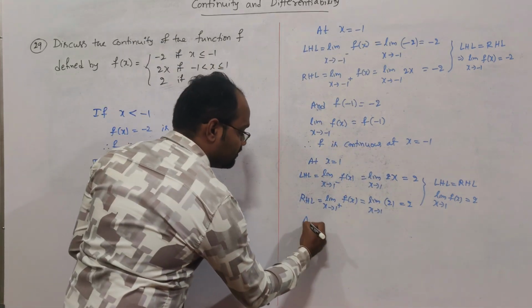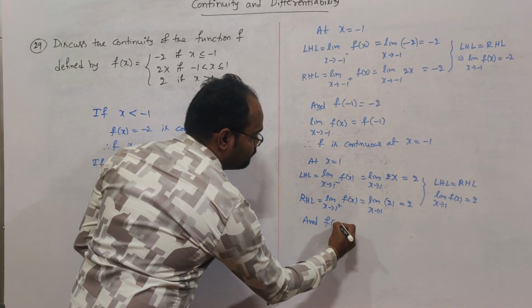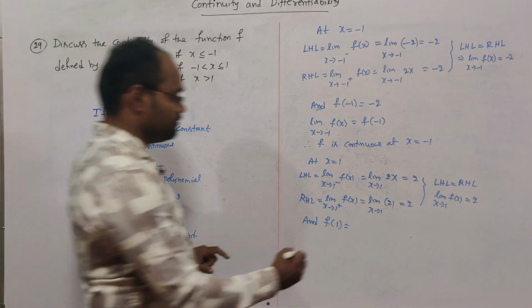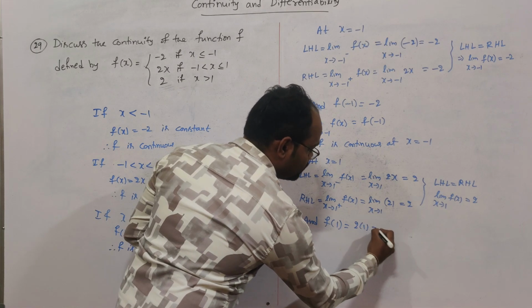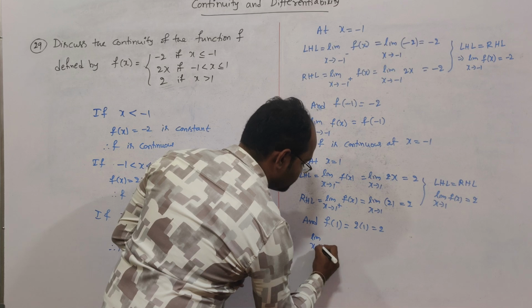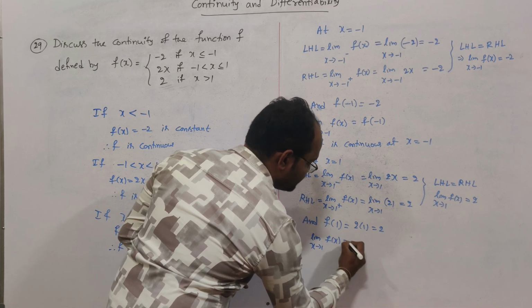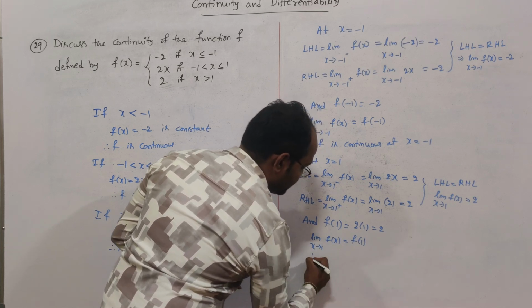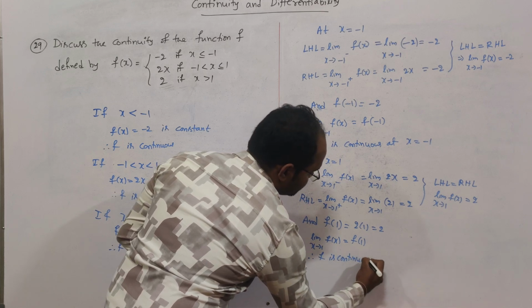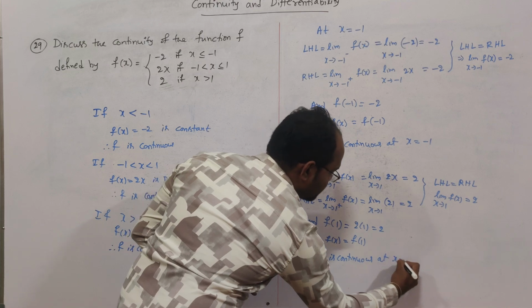And what is f of 1? When x is equal to 1, 2 into 1, that is equal to 2. So limit as x tends to 1 of f of x is the same as f of 1, therefore f is continuous at x is equal to 1 also.